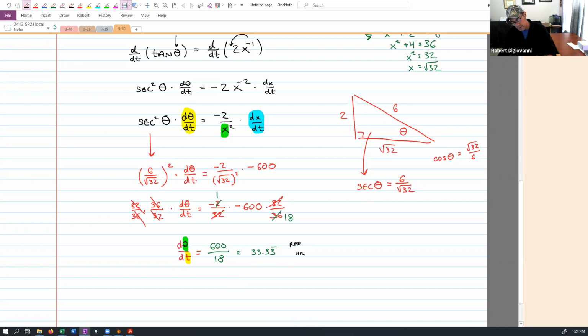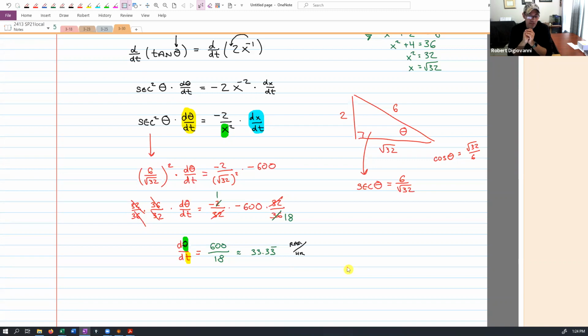rad per hour. So if a plane was flying 600 miles per hour over a radar station and it was flying 2 miles high, then at the exact moment that the plane is 6 miles from the radar station, the angle would be changing at 33.33 radians an hour. That would be the instantaneous rate of change of the angle.